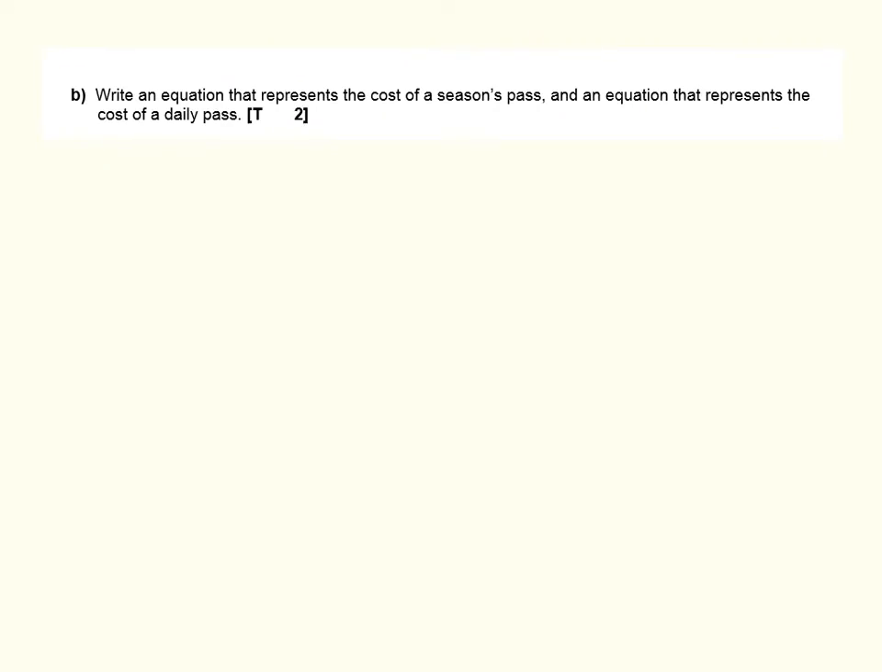5b, write an equation that represents the cost of a season's pass and an equation that represents the cost of a daily pass. So again, we're working with cost, and we're trying to write equations that will help us to find the cost. So C is going to be my dependent variable. And for the season's pass, I recall that it costs $2 per day of swimming. So 2 is going to be my slope, because the graph is going to go up by 2 each time. And then I'm going to put n for the number of days swimming. And then, if you recall, there was a $60 base fee for the season's pass, so I would put 2n plus 60, and that is my season's pass equation.